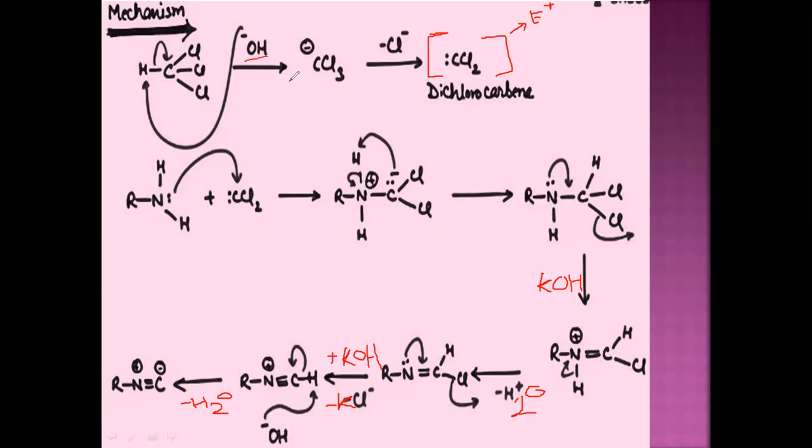And what is the role of a base? To abstract hydrogen. So this acts as a base, which abstracts the acidic hydrogen here, and we get this CCl3 negative charge species. Now this CCl3 negative is a very unstable species, right? So it removes Cl minus species and produces this dichlorocarbene.